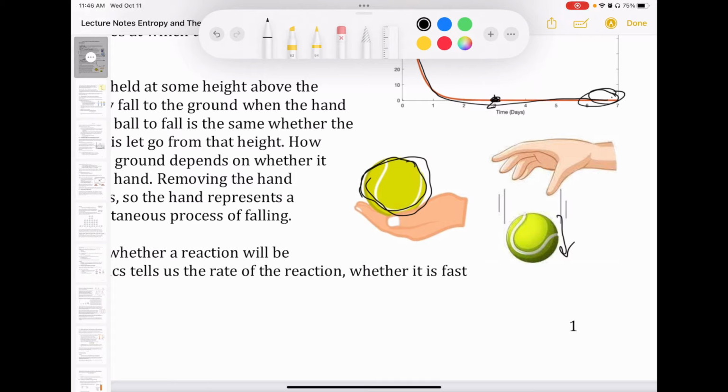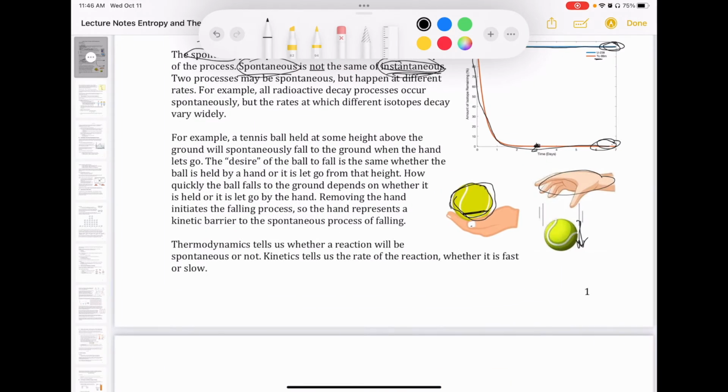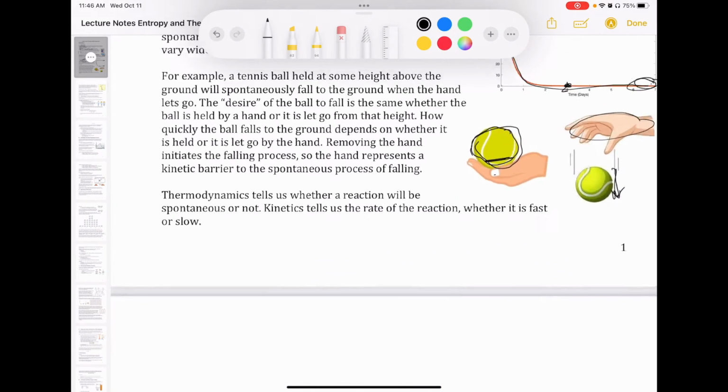It still does, right? So in other words, you can say the desire of the ball to fall to the ground is the same whether it's being held by the hand or when it's let go by the hand. It's just that the hand is preventing it from happening quickly. So if you let go of the hand, which is a barrier, in this case we call a kinetic barrier, the ball will fall with that same desire as when it's being held by the hand, okay? So keep that in mind about the difference between spontaneity and rate of reaction.